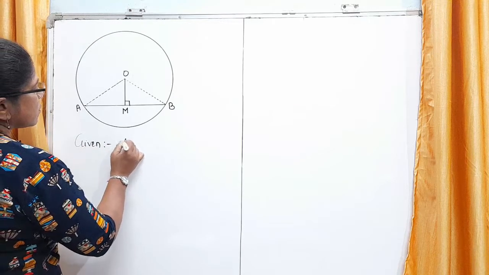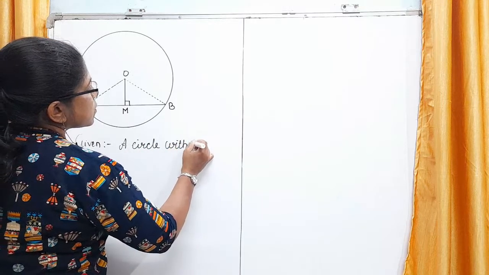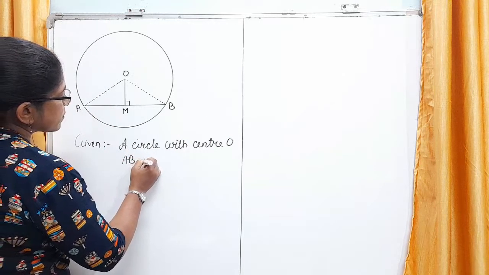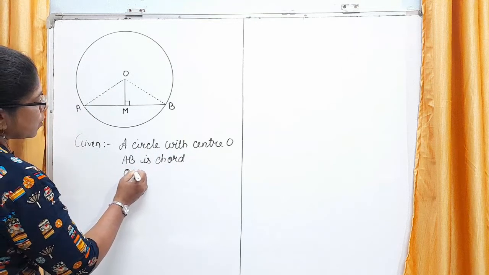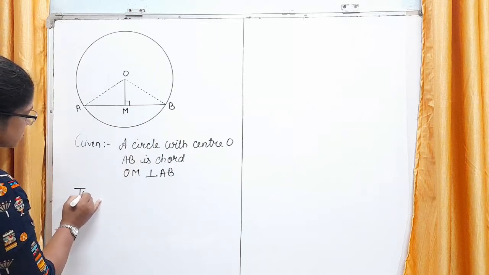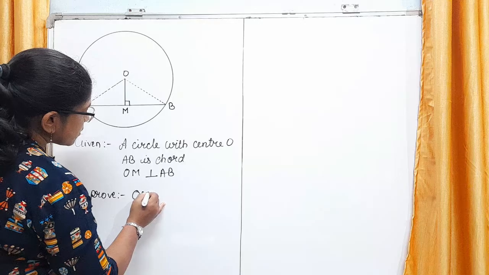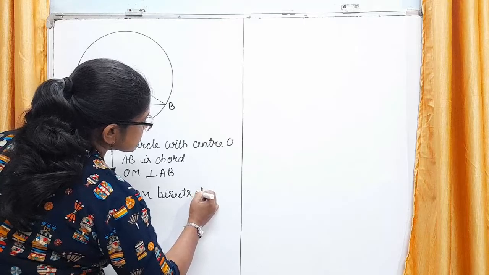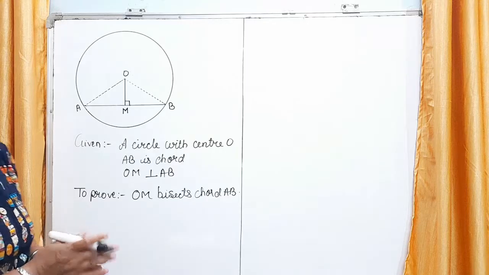Given: we have a circle with center O, then AB is chord, OM is perpendicular to AB. From this, we have to prove that OM bisects chord AB.